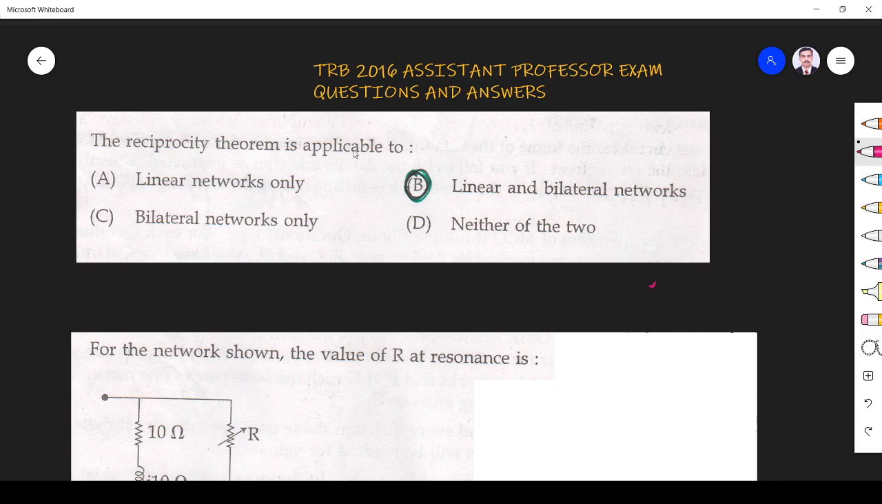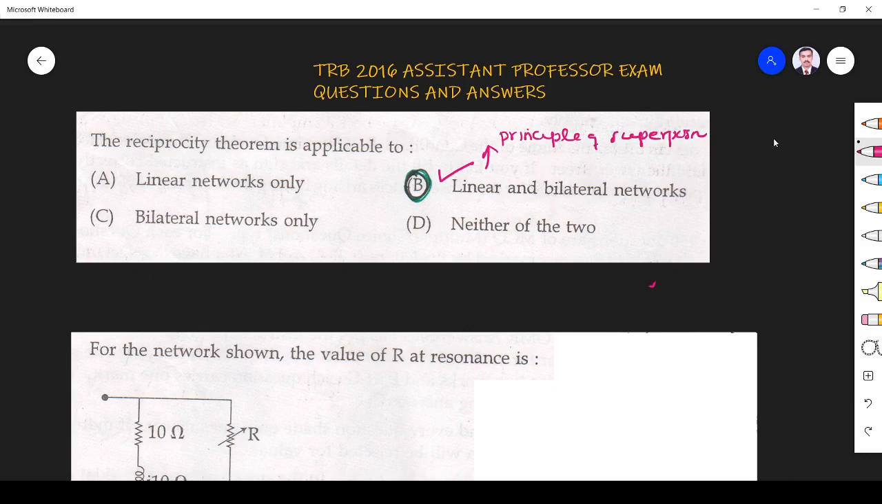The first question is, the reciprocity theorem is applicable to, it's a direct question, it is applicable to linear and bilateral networks. Linear networks means it obeys the principle of superposition. So, the reciprocity theorem is applicable only for linear networks, and it is also applicable for bilateral networks.